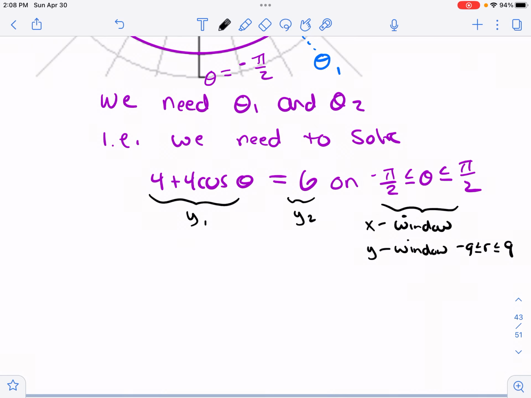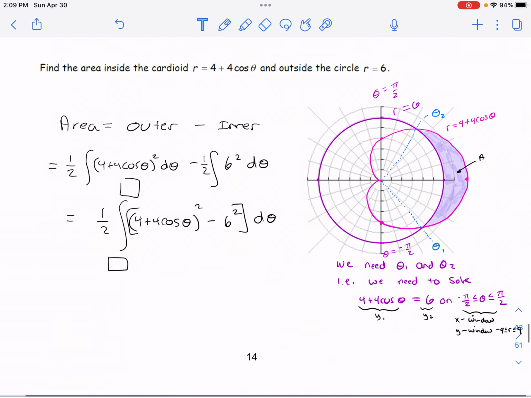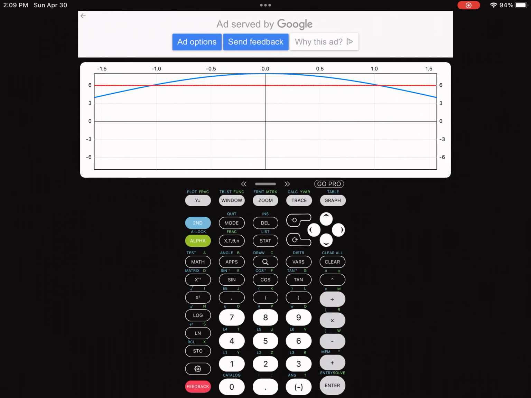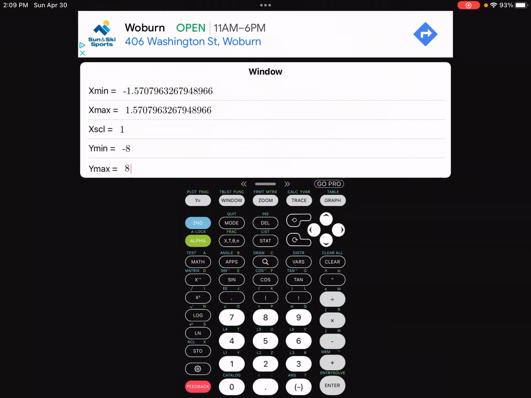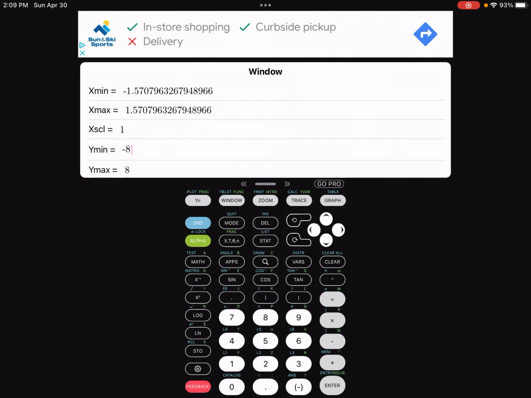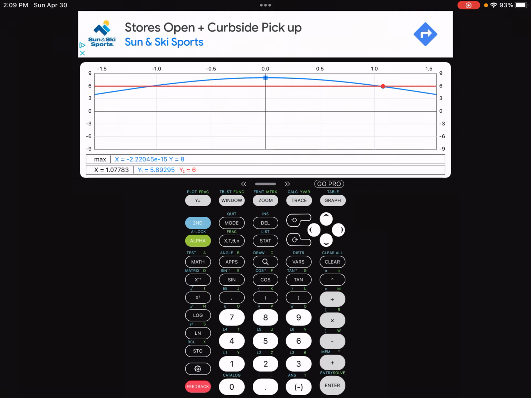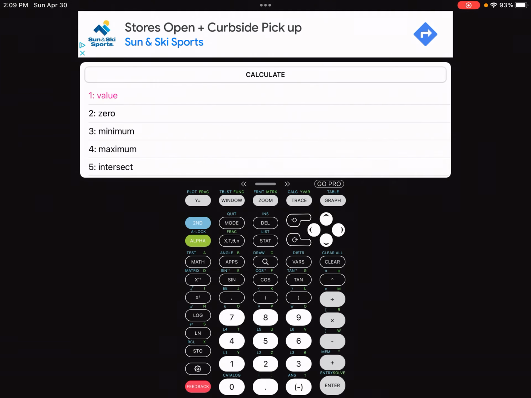Okay, let's go to our calculator. I've already put these each into y1 and y2. In y1, I've got 4 plus 4 cosine x, and y2 equals 6. Let's go to our window here. I've put in negative pi over 2 for x min, pi over 2 for x max, and negative 9 to 9 for y, and we hit graph. Those two intersection points are what we want. So, second, calculate, intersect.